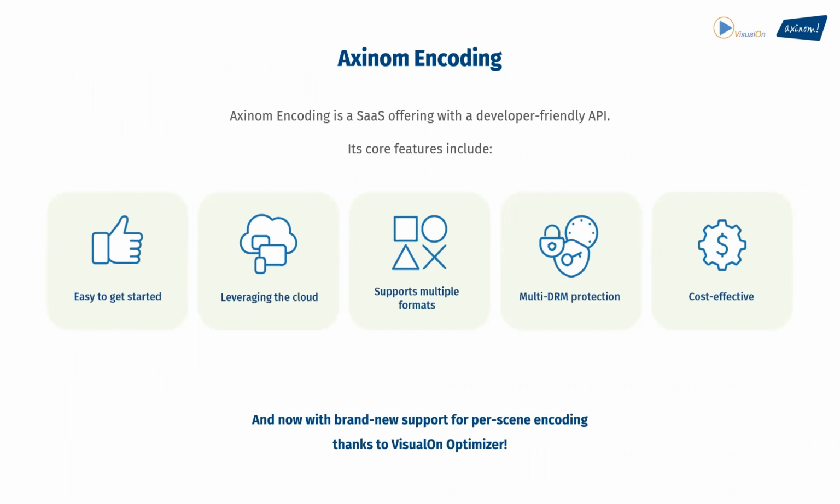Axinom Encoding is a software as a service offering with a developer-friendly API. It's easy to get started. Just head to the Axinom portal, register for an account, and you can create an evaluation environment and get going within minutes and encode your first video.